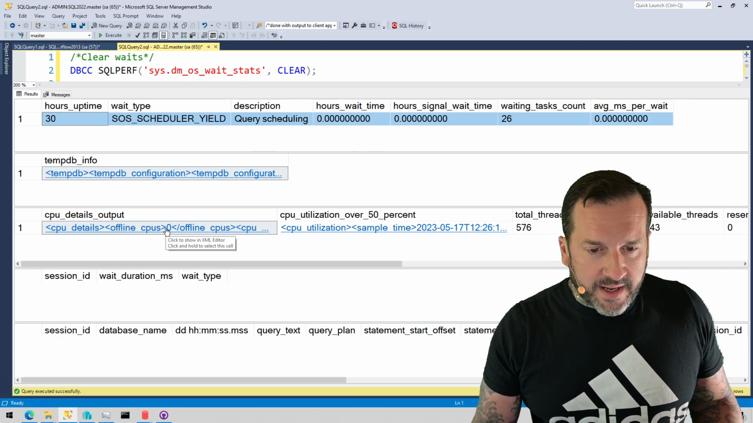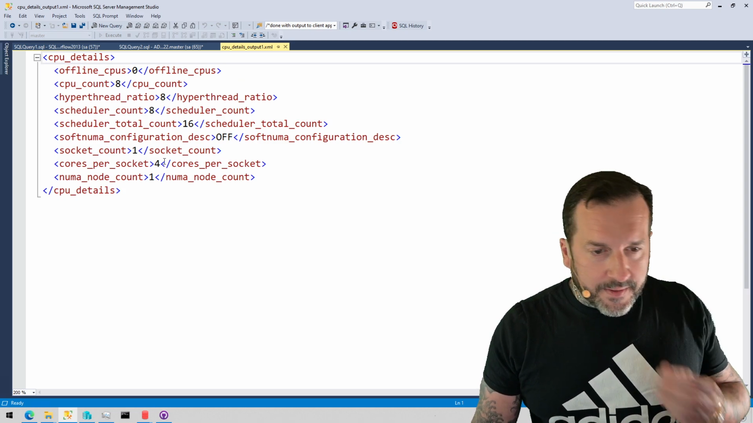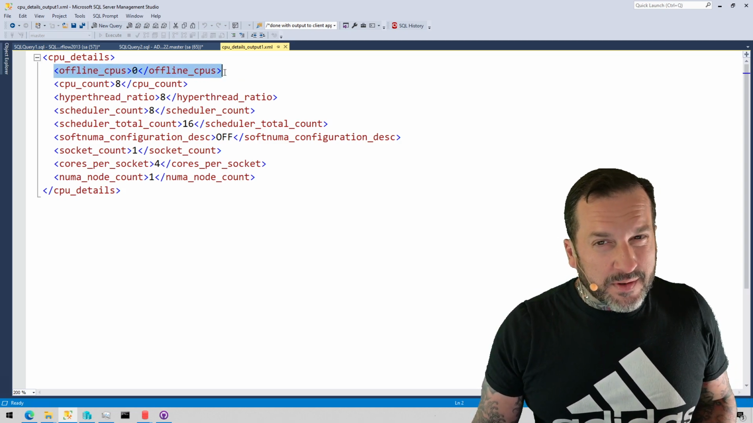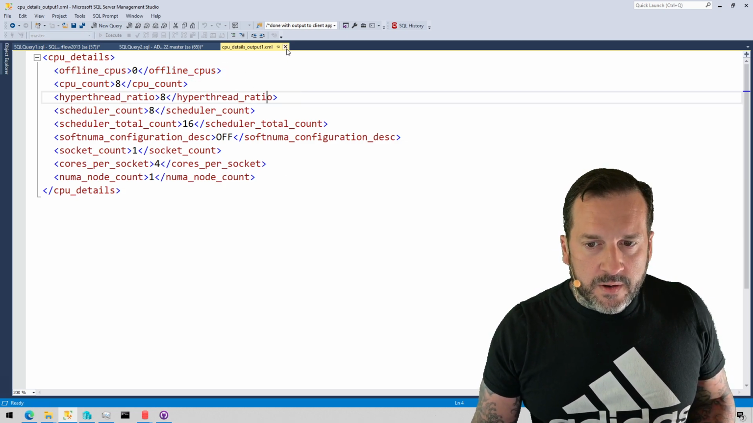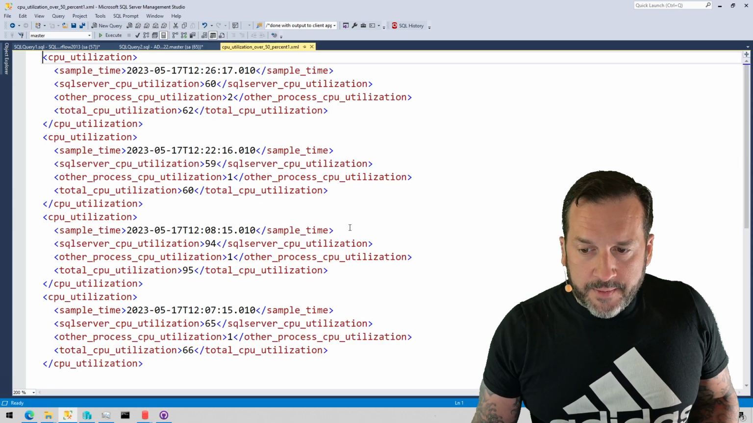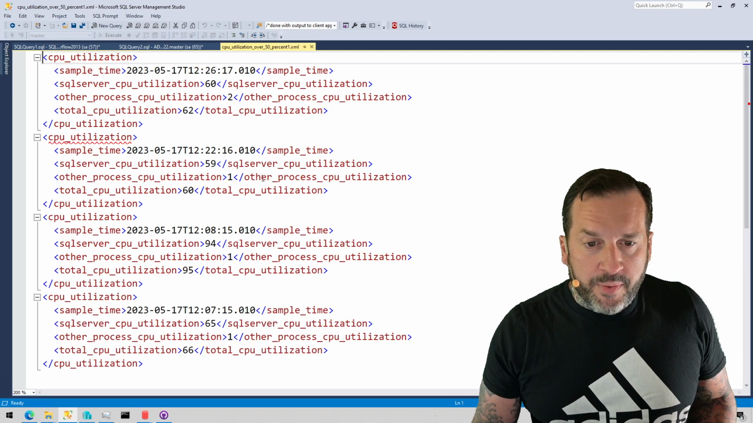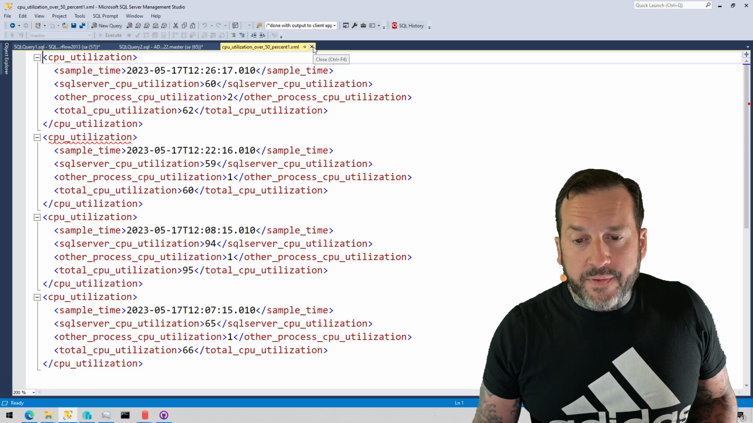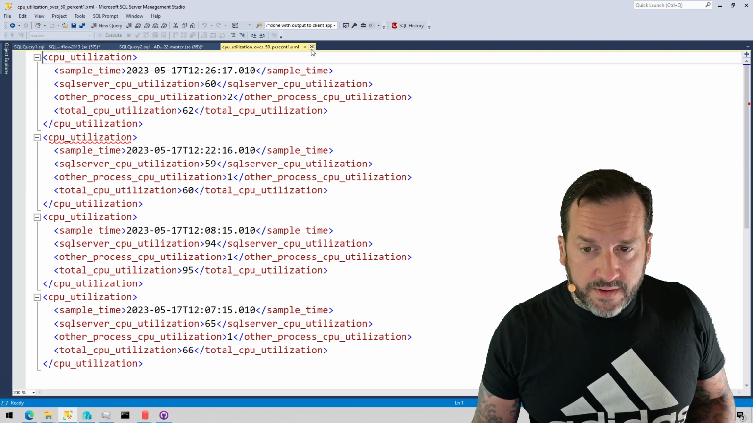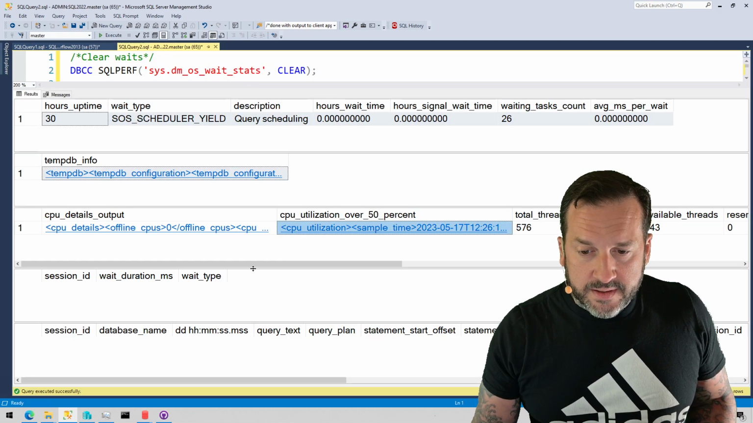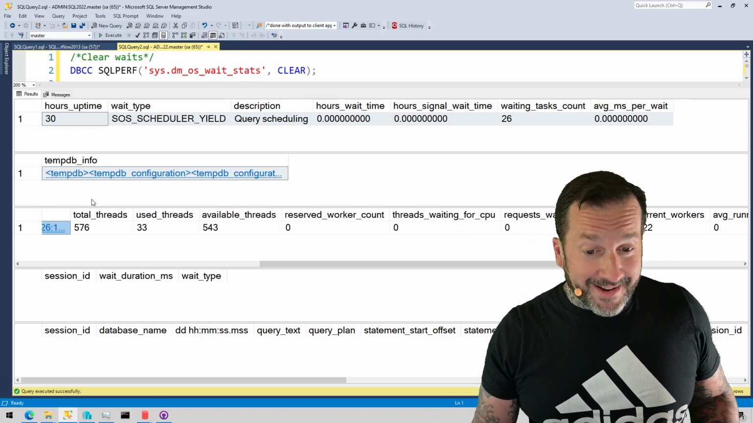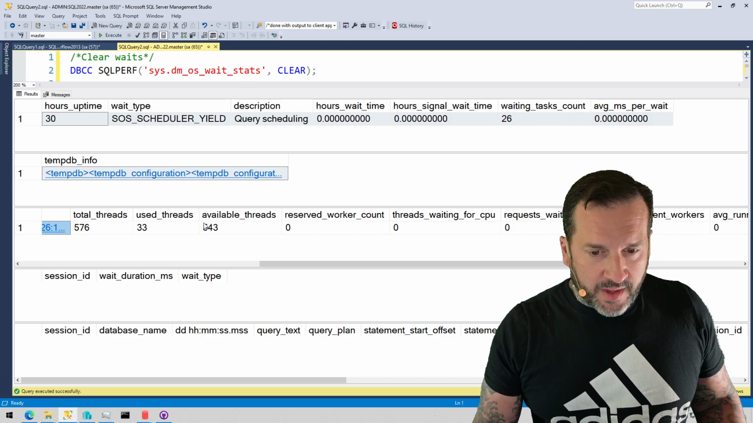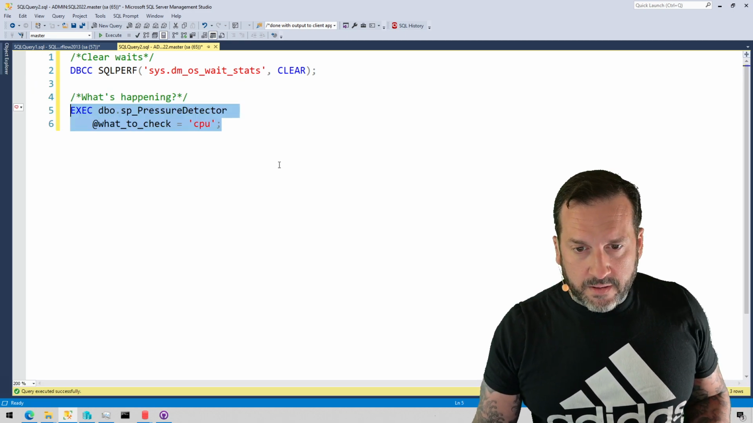We have some CPU details in here that are kind of nice. It'll tell you if any CPUs are offline. This is usually what I look at first, but there's some other stuff in here that's useful to know, to get the lay of the land for the CPUs. And if there are any points since the server has been up that you have hit greater than 50% CPU, we'll also log those over here, right? You can see that. But we are going to be paying attention to this section over here for the remainder of the demos.